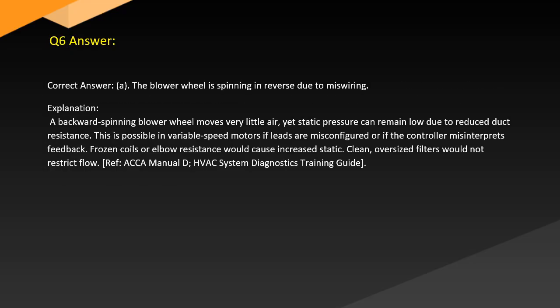Answer. Correct answer: A. The blower wheel is spinning in reverse due to miswiring. Explanation. A backward spinning blower wheel moves very little air, yet static pressure can remain low due to reduced duct resistance. This is possible in variable speed motors if leads are misconfigured or if the controller misinterprets feedback.